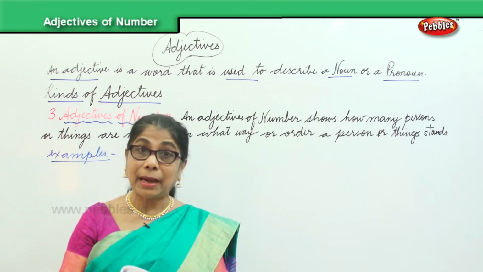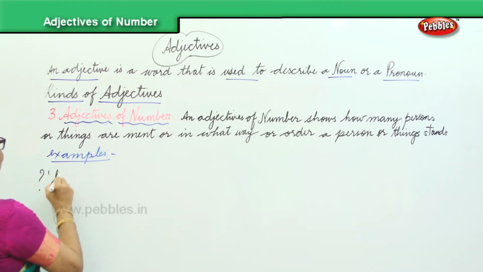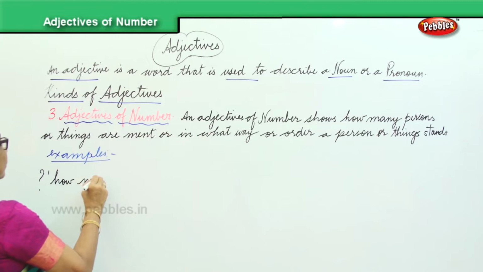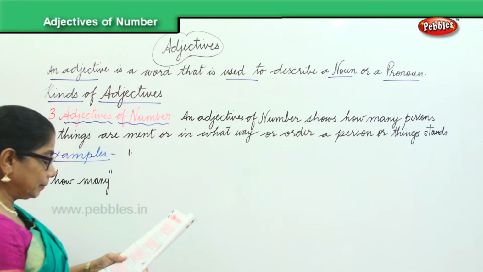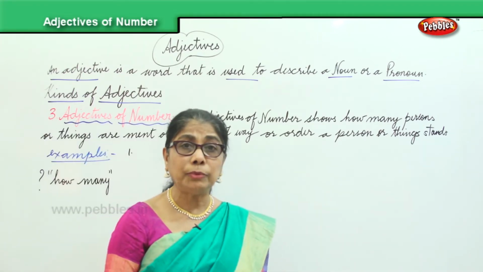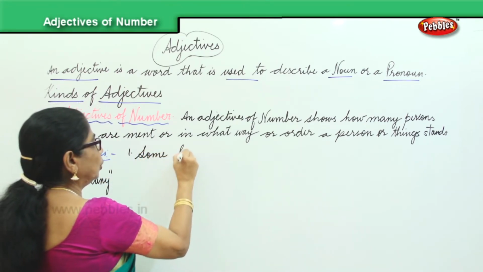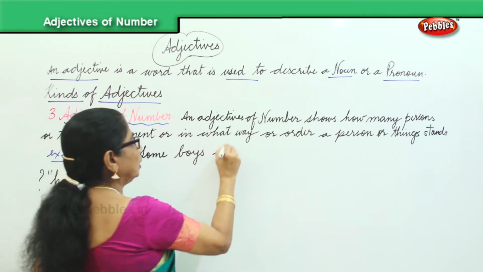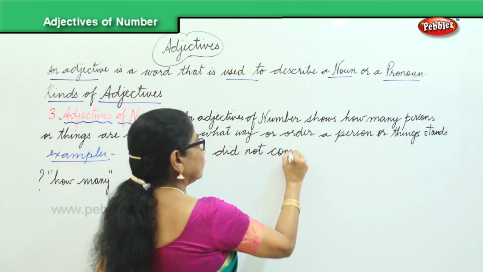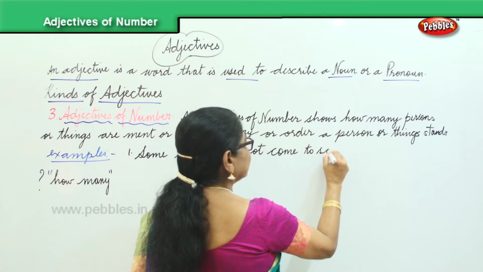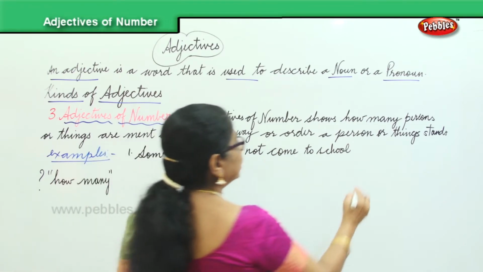Adjectives of number answer the question, how many? So let's keep in mind how many. The first one I have here is, some boys did not come to school today. Some boys did not come to school today.